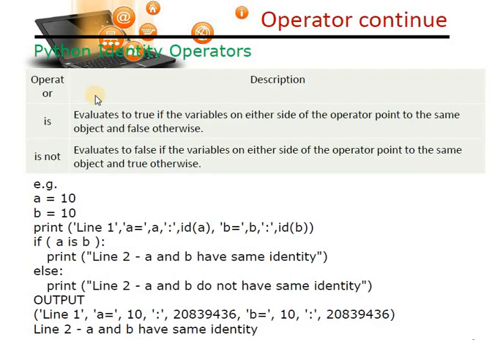Now next is the identity operators: is and is not. Fine, means if two variables have the same value, and if I write a is b, means both are pointing towards the same value, then both have the same identity. Fine. Otherwise, not. Means both variables are pointing towards the same value.